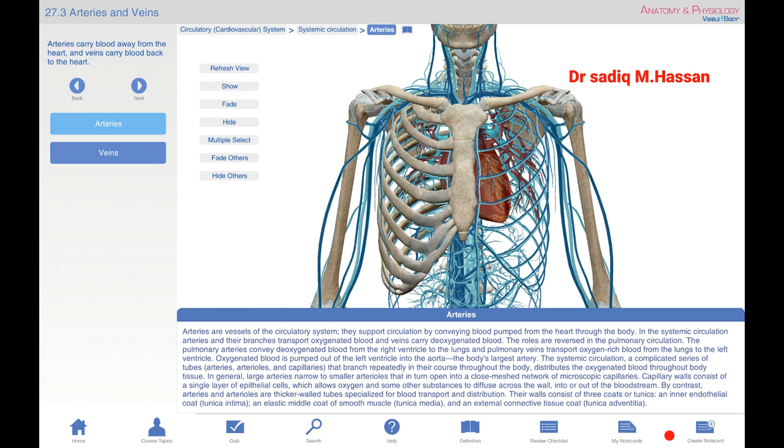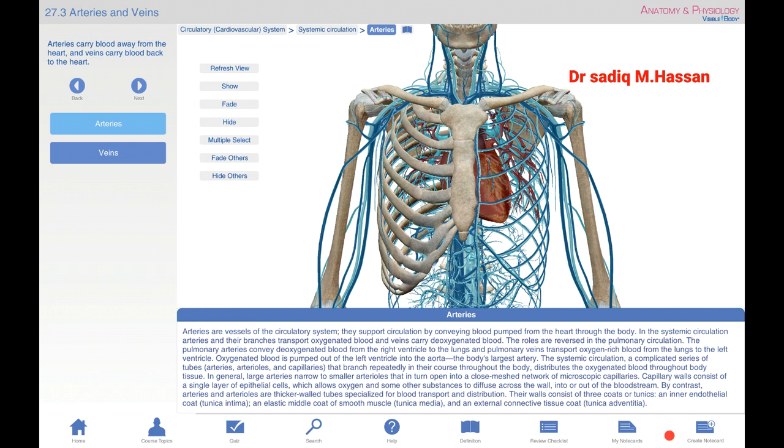An inner endothelial coat or layer. This is called the innermost layer. It's called tunica intima, as we will see in a minute. Tunica intima, and the thicker walled tube.